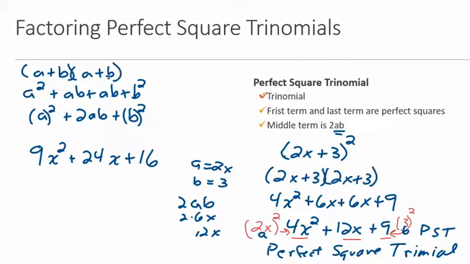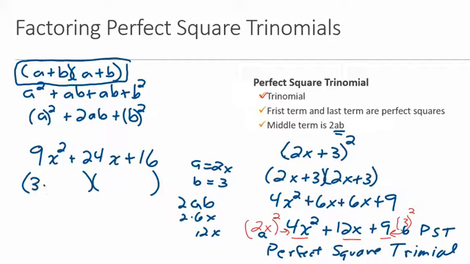A plus b times a plus b multiplies to be a squared plus 2ab plus b squared. So this is the factored version of the perfect square trinomial. It's just a plus b times a plus b. So if we come down here to factor this, we've already determined it's a perfect square trinomial.